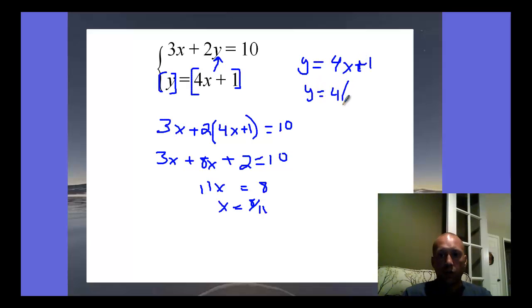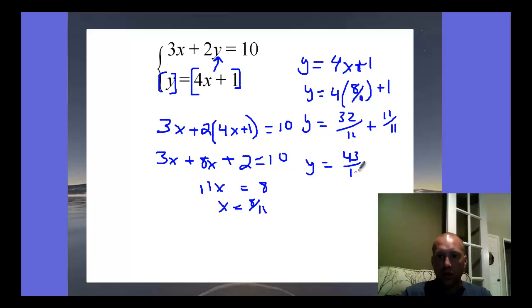When you plug in the x value, 4 plus 1, so this is 32 elevenths plus 11 elevenths. Just using mental math, let's do 43 elevenths, which we could write as 3 and 10 elevenths. So it's the y value. So there's our x, there's our y.